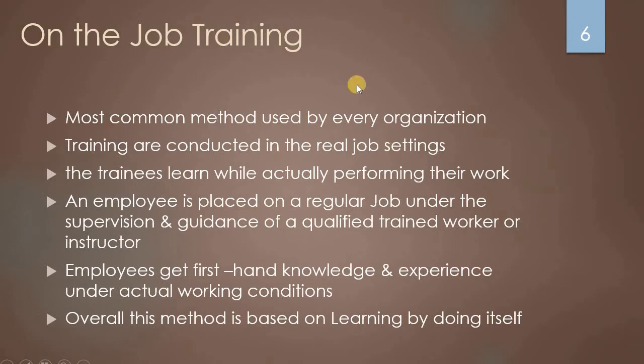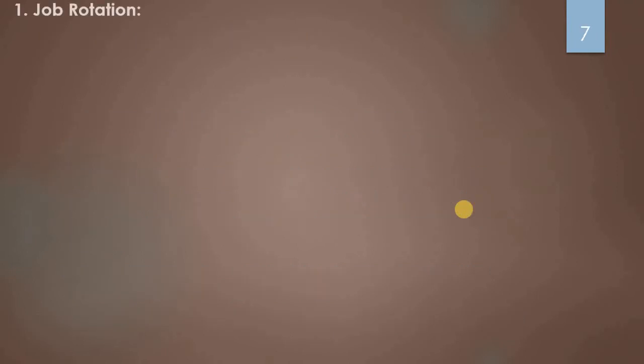Now let us see the various on-the-job training methods. There are different methods; let's discuss them one by one. The first one is job rotation. As I already told you, what is job rotation? You are rotated to all the jobs that are there in the organization. So what happens?